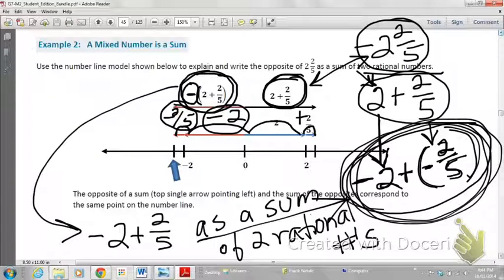Okay. Now this is very, very important, and believe it or not, this is going to make your life a lot easier in the future. This is the idea that any mixed number can be taken apart and written as the sum of two rational numbers.